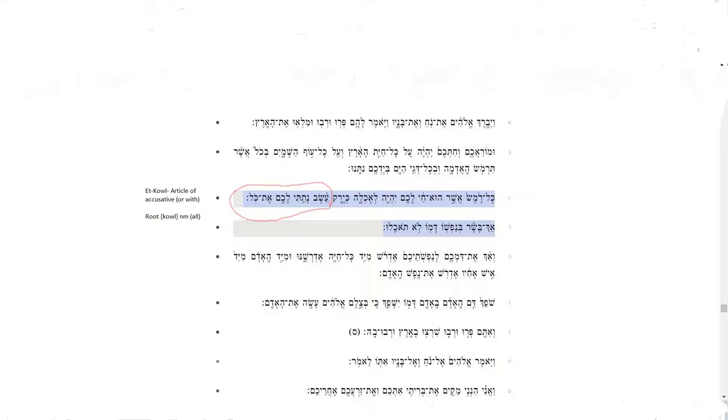You got the preposition again attached to the suffix, lakem. Preposition lamed, to, for, in regard to. The kaf mem is the second masculine plural, you or y'all. Then you have et, okay? It is the article of accusative, or it could be with. Then you have the root, which is kol again, a masculine noun. It means all.